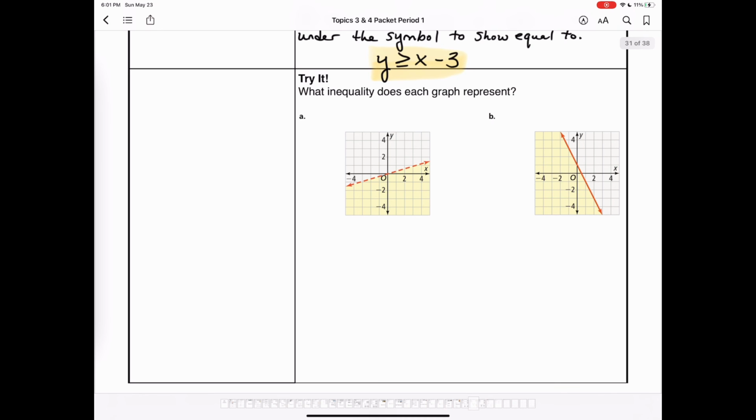Below these notes is the assignment for you to do these try-it problems.